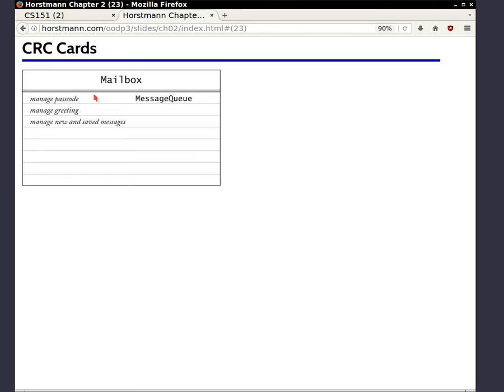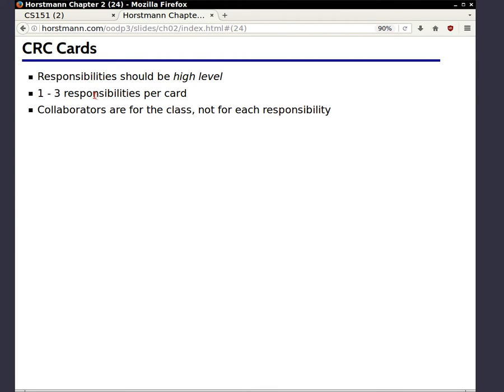So over here, if I don't find that the message itself is a collaborator, then that means the mailbox never looks inside the messages. It never calls a Java method on a message. And that's useful information. That way, the mailbox doesn't seem to have to know much about the message class, and they can evolve separately.